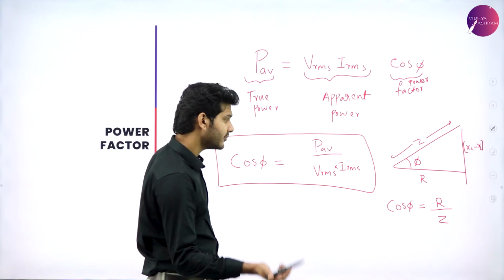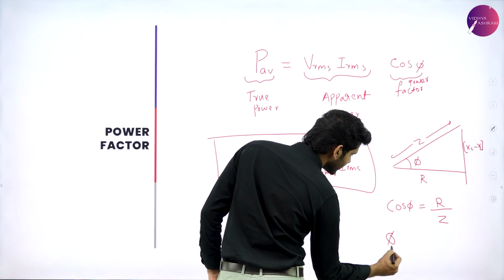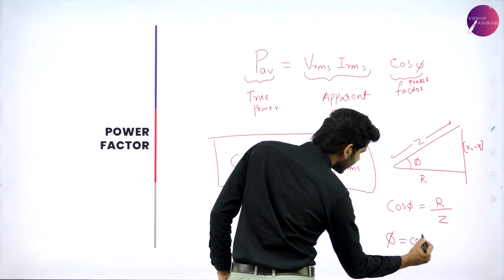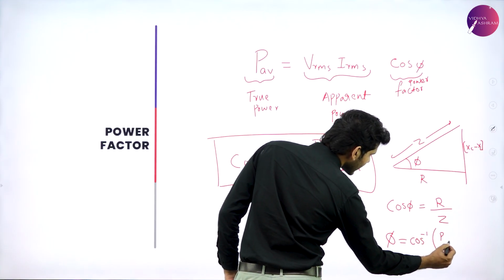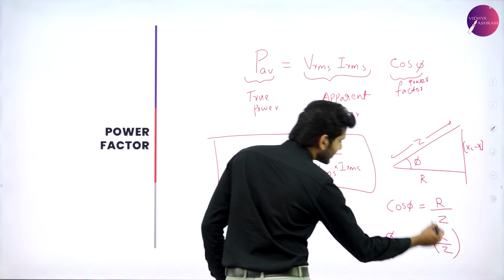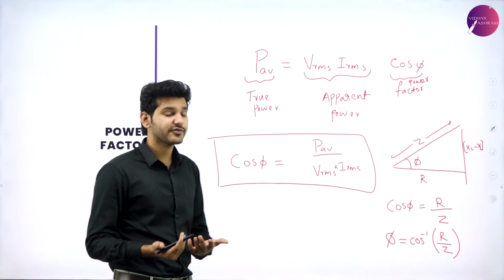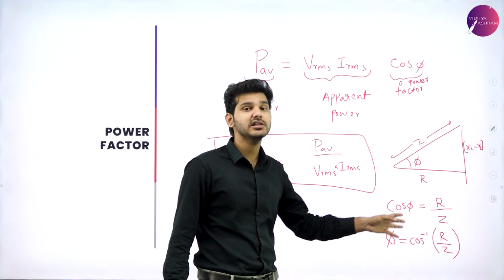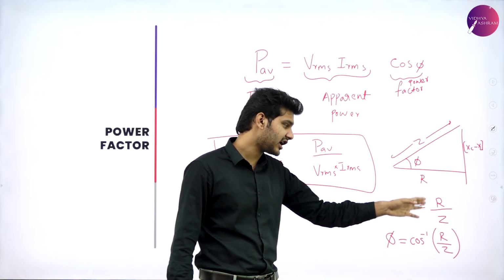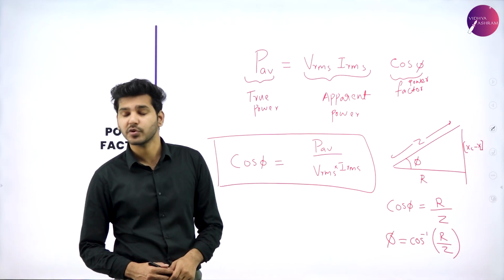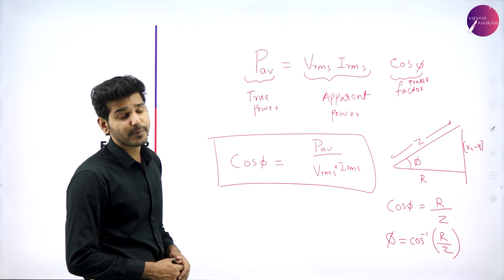Phi is simply equal to cos inverse R by Z, or you can substitute the values for Z and you will get the power factor. If the question is to find the angle, that is the phase angle, then you can just use cos inverse R by Z and directly take what the angle is. So that's all about power factor.